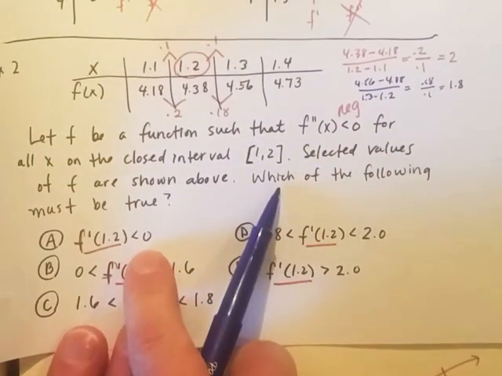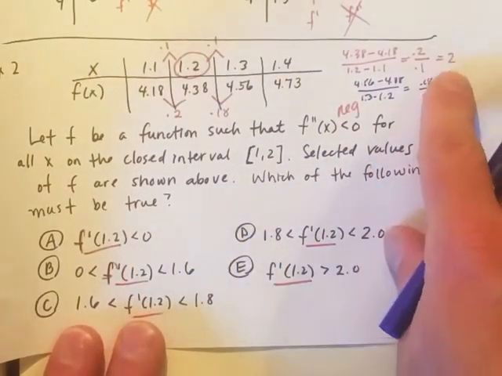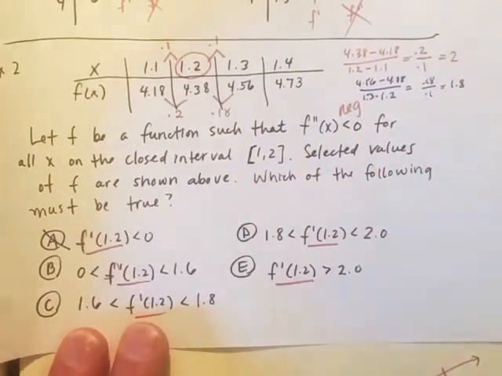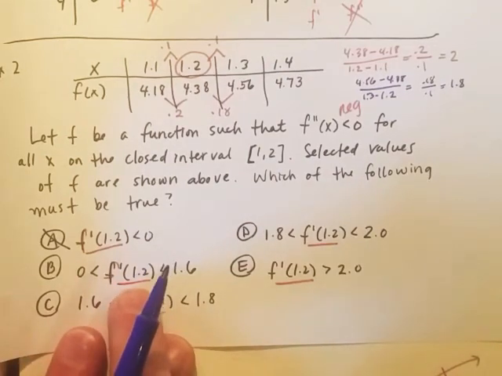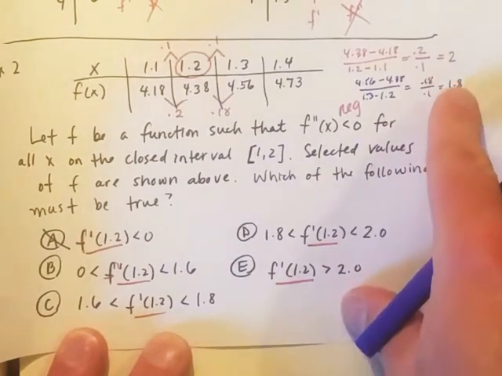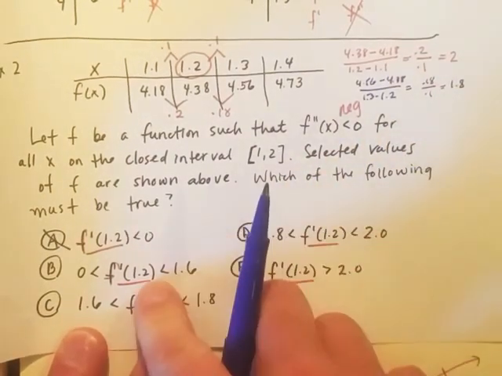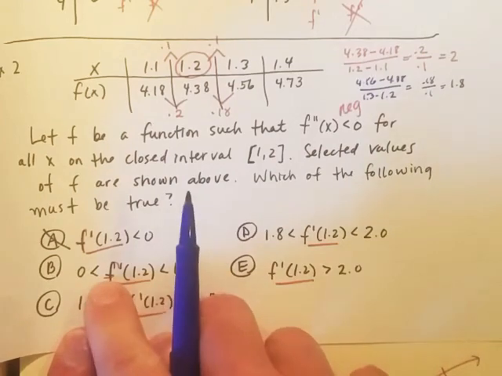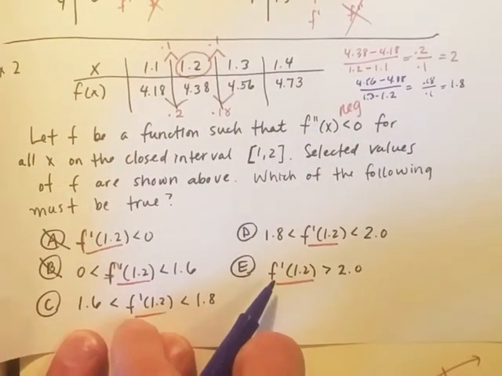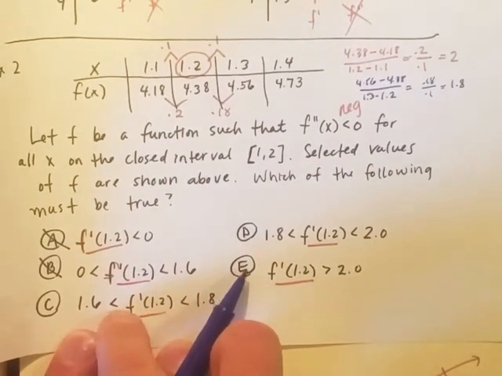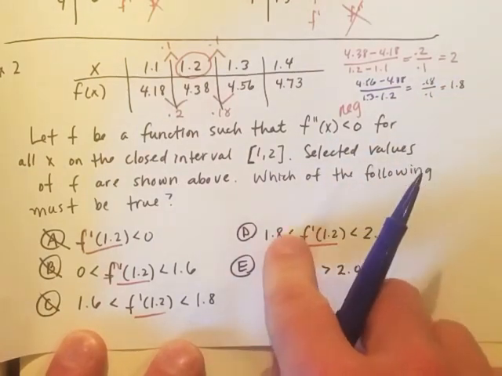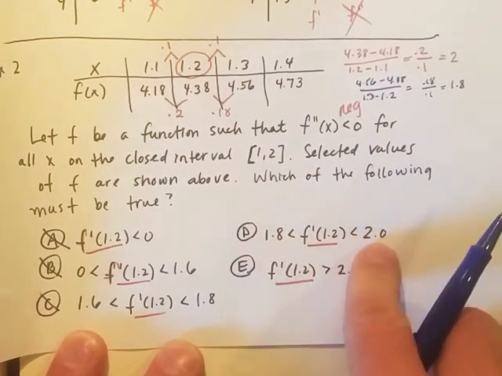So is it possible that the slope is less than 0? Did either one of my slopes give me less than 0? Was it a negative slope? Absolutely not. Is it true that our slope at 1.2 is going to be between 0 and 1.6? Well, to the left and to the right, we got 2 and 1.8. Are either of those values between 0 and 1.6? No. C, is the slope at 1.2 going to be between 1.6 and 1.8? I don't think so. Not according to my calculations. And then finally, could it be between 1.8 and 2.0?